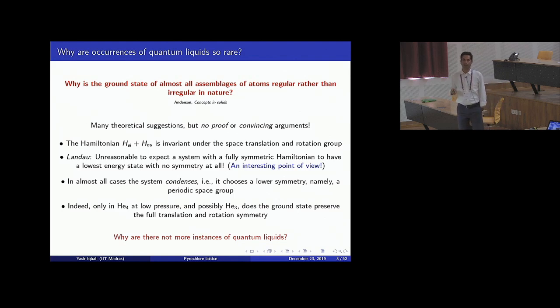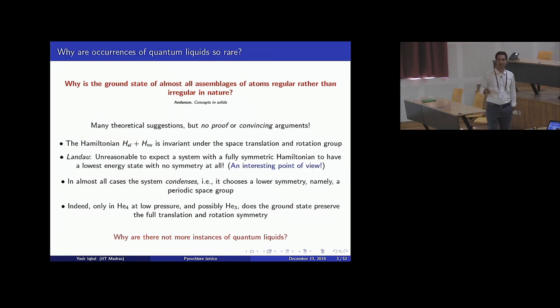Indeed, if you look at it from an ab initio point of view, and look at the electrons plus nuclei, this is generally invariant under the full continuous space translation and rotation group. Now, Landau expressed the point of view that it is unreasonable to expect a system with a fully symmetric Hamiltonian to have a lowest energy state with no symmetry at all. This is, as Anderson says, an interesting point of view, but hardly a convincing argument.